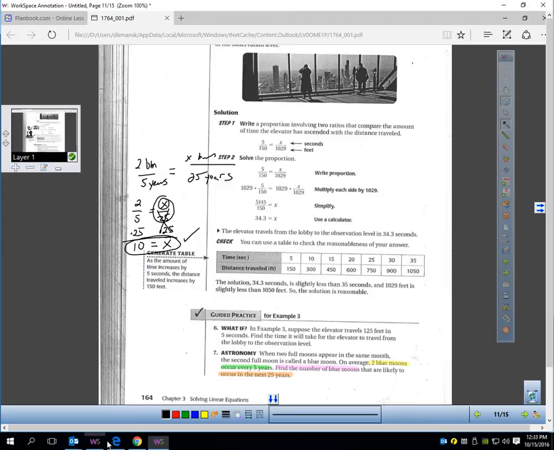So again, if you just set it up with the rhythm, blue moons compared to years equals blue moons compared to years, now it's just a matter of doing the arithmetic with it, okay?